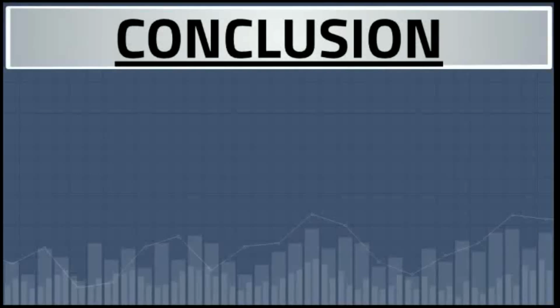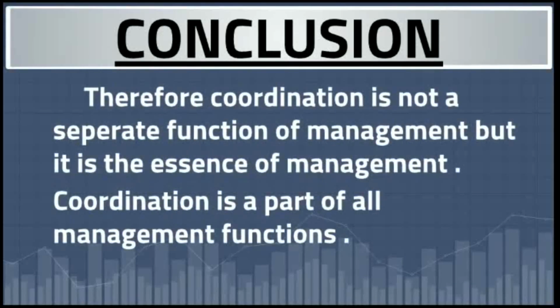So for the conclusion, dear students, coordination is not a separate function of management, but it is the essence of management. Coordination is a part of all management functions. So as I said earlier, coordination is just like a thread in the garland. Coordination is part of all the functions of management. It unifies, it integrates, and it brings together all the efforts of a group and individuals and leads and directs them towards the achievement of the common objective or goal.